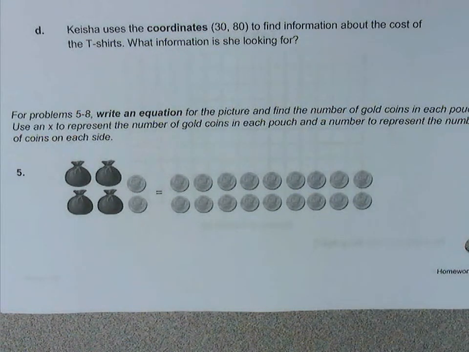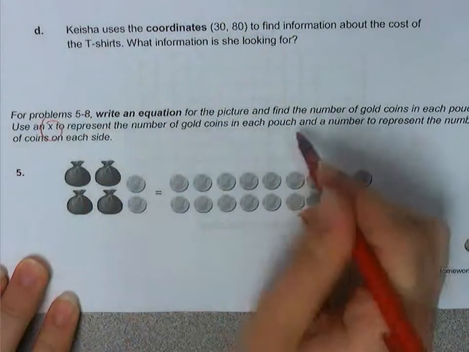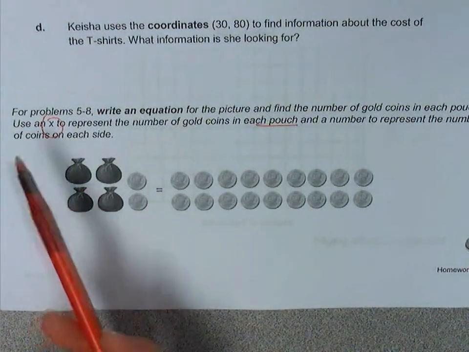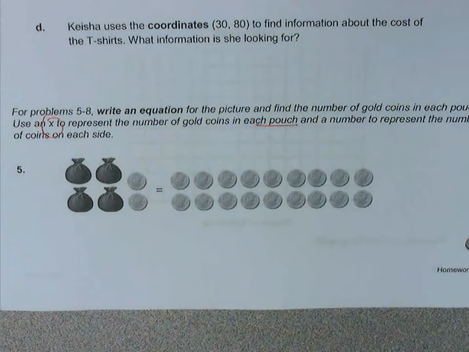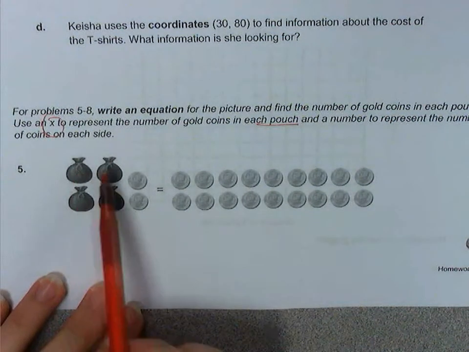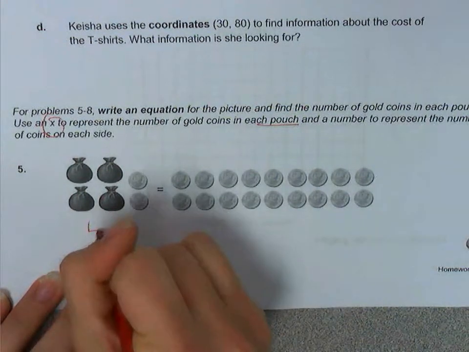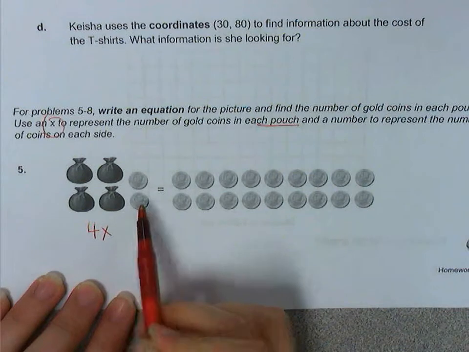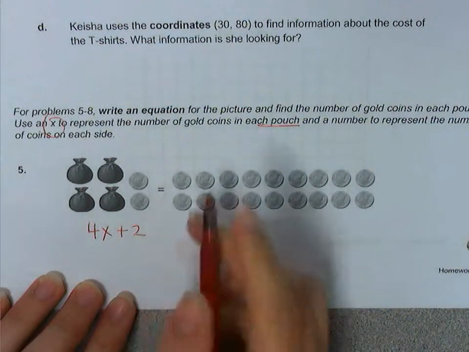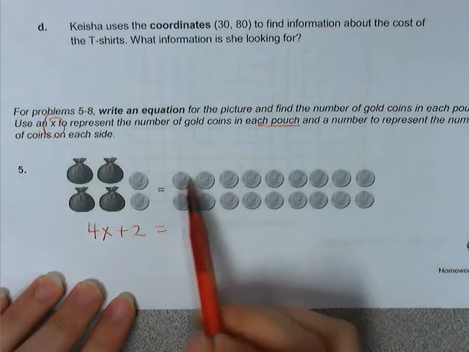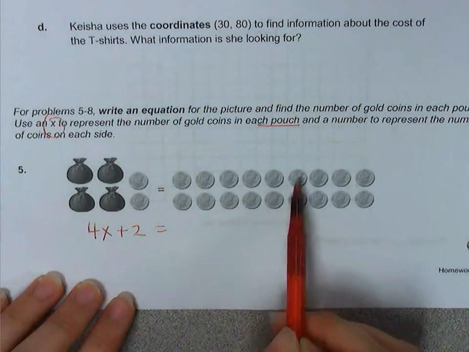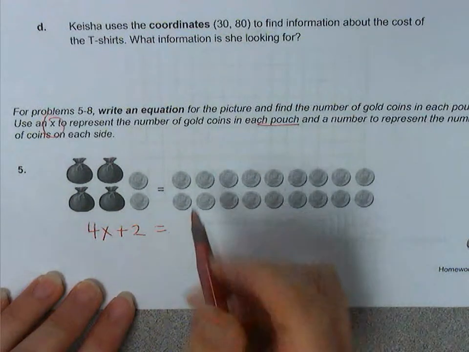It says for problems 5 through 8, write an equation for the picture and find the number of gold coins in each pouch. Use an X to represent the pouches, because we don't know what they are, so we often use variables in math to represent things we don't know, and a number to represent the number of coins on each side. So if we wanted to write an equation, we have 1, 2, 3, 4 X's plus 2 coins, so plus 2 on this side, equals the amount of coins on this side. 1, 2, 3, 4, 5, 6, 7, 8, 9, 10, 11, 12, 13, 14, 15, 16, 17, 18. Sounds pretty good.